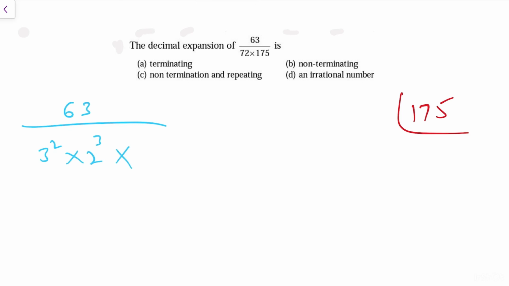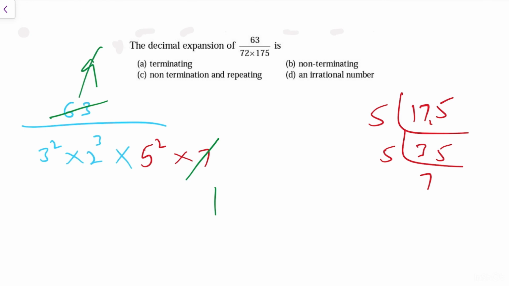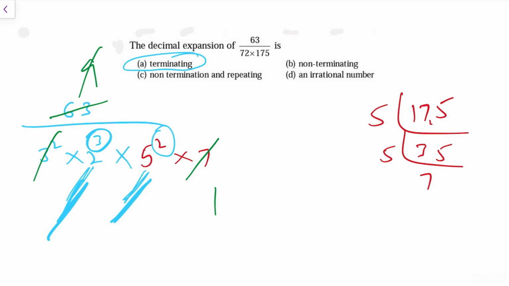For 175 also, if you do prime factorization, the last digit is 5, so it will come in the 5 table. 5 threes are 15, 5 fives are 25, 5 sevens are 35. So it means 5 square into 7 power 1, or simply 7. Now for cancellation, 7 ones are 7, 7 nines are 63; here 9, here 3 square is 9, both will get cancelled. Now if you observe the denominator, here 2 power 3 is there, here 5 power 2 is there, only 2 and 5 are there in the denominator, so I can confirm that it is a terminating decimal. So option A is correct. As I already said, we need not worry about the power, only the base is important for us. So here the base is 2 and here the base is 5, so definitely it is terminating.